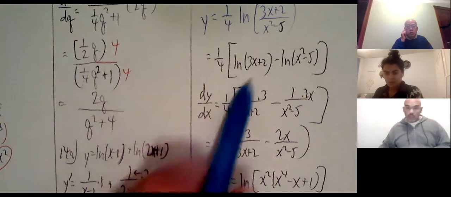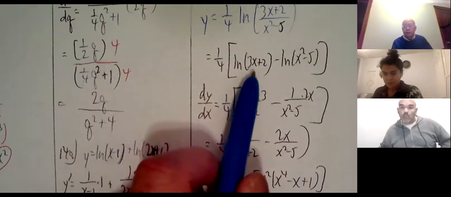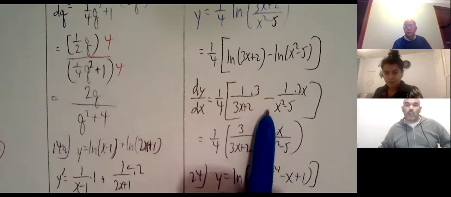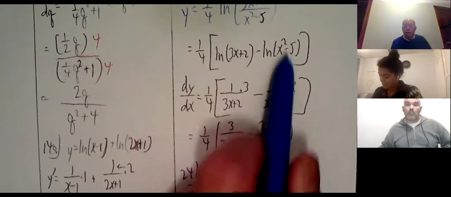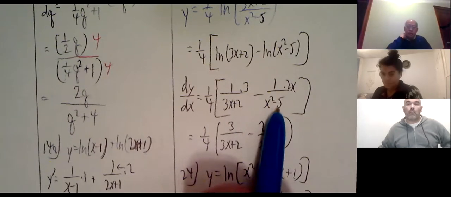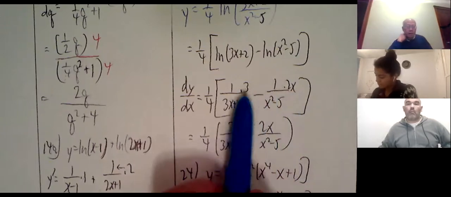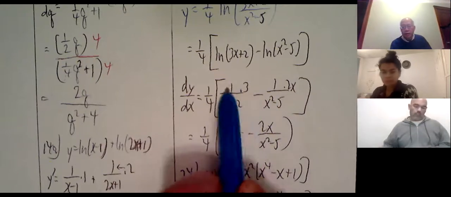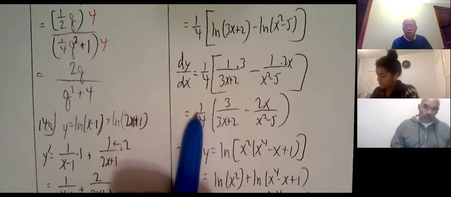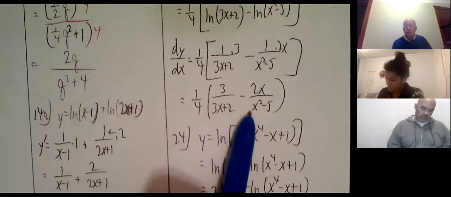Okay, so here we go. 1 over 3x plus 2 times the derivative of 3x plus 2, 3. Same thing over here. Minus 1 over that, 1 over x squared minus 5, times the derivative of x squared minus 5, 2x. And for almost all these problems, you multiply by 1, so just slide this 3 times the 1, 2x times the 1, and it just becomes part of the numerator. So final answer, 1/4, parentheses, 3 over 3x plus 2 minus 2x over x squared minus 5.